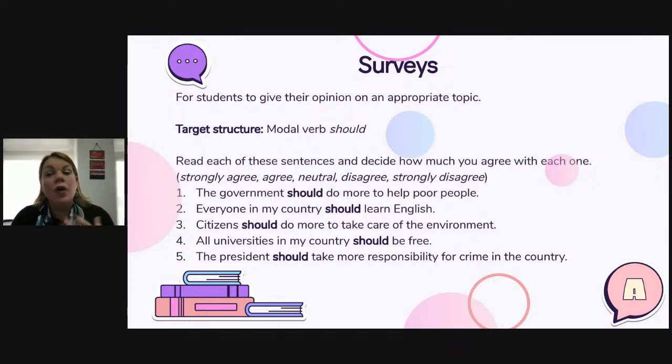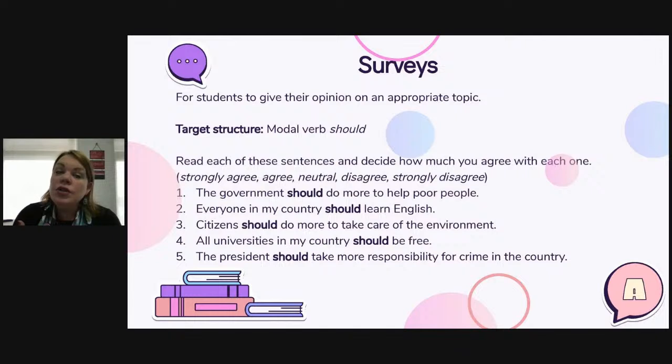So they have to determine their own opinion about each one of these affirmations. Yeah. Number 1, and again, I can read these out loud. I can see how many people say 5, strongly agree, 4, etc. The government should do more to help poor people. How many of you say 5? How many say 4, right? Etc. Everyone in my country should learn English, and then they can give their opinion.